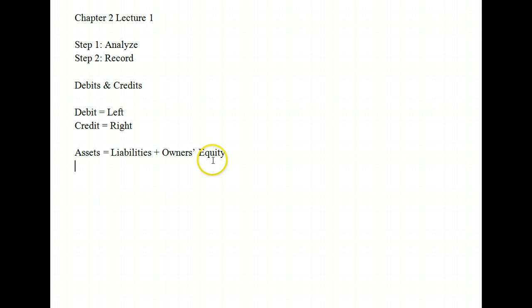The term debit means left, and the term credit means right. A debit is abbreviated DR, and a credit is abbreviated CR from their Latin roots. So let's look at the accounting equation again. Remember, the accounting equation stated that assets equal liabilities plus our owner's equity. Notice what's on the left side of the equation and what's on the right side of the equation. So when you look at this, assets are on the left and liabilities and owner's equity on the right.